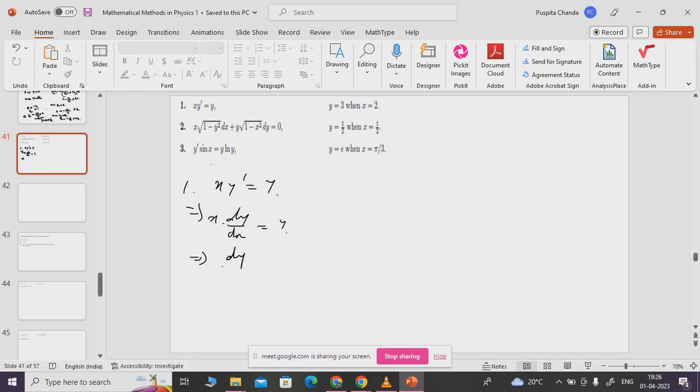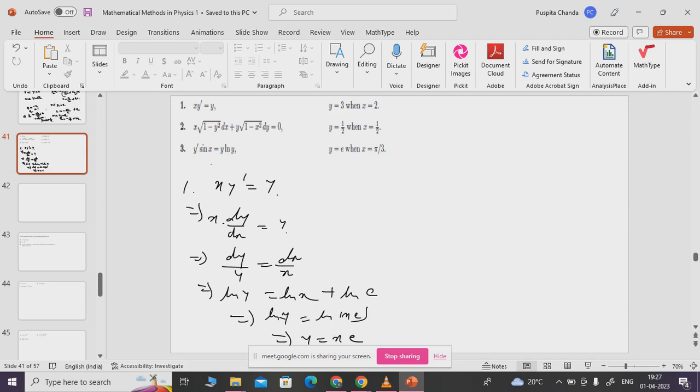Okay, these are some problems from Boas. One is x y dash is equal to y. So x dy/dx is equal to y. So it will be dy by y equals dx by x. So it will be ln y is equal to ln x. For simplicity we take the constant as ln c. So it will be ln y is equal to ln x plus ln c. So the equation is y is equal to xc.